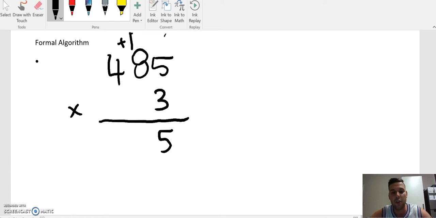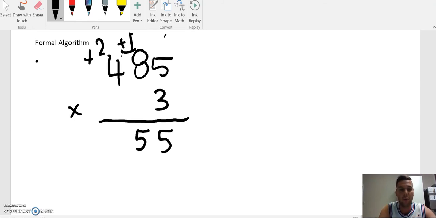So now we must do 3 times 8. I don't want you to add the 1 on and then do 3 times 9. You must multiply first. So 3 times 8 is 24, plus our 1 becomes 25. So we put our 5 there, and then we regroup once again. And I like to put my plus 2 just to remind me that's what I need to do at the end. So now I've got 3 times 4 equals 12, plus 2 is 14.